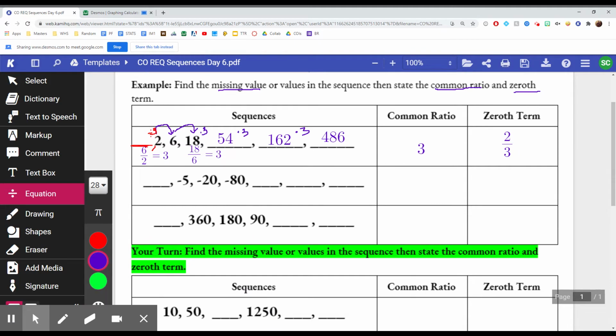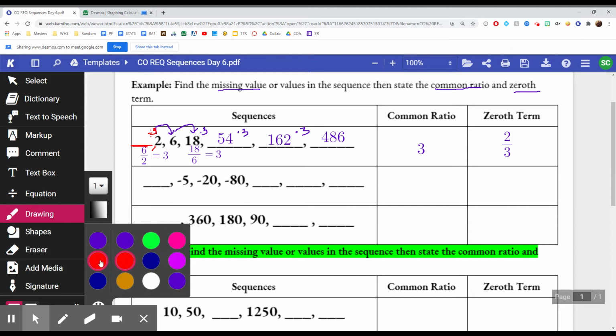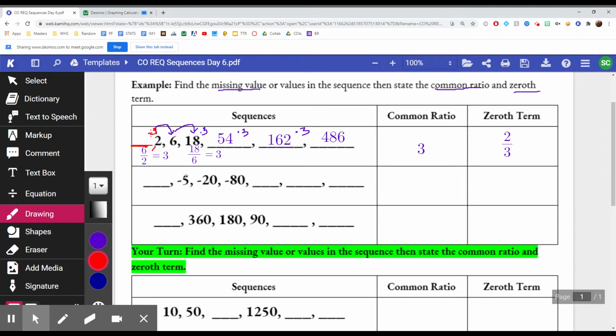On example 2, we have a blank. The first term is missing, one of the terms that we need to find. I have blank, -5, -20, -80, blank, and blank. We're going to find the missing terms. To do that, we need to first find the common ratio.